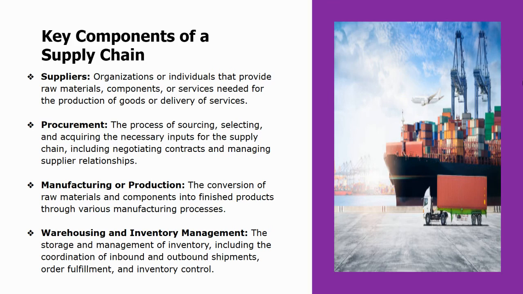So inventory warehousing looks at the storage and management of inventory. Inventory is looking about stock. This could include coordination of inbound and outbound shipments. It could look at order fulfillment. Order fulfillment is where a supplier puts in an order to the manufacturing company and says, we want to purchase this and that, and then you are able to fulfill that order in terms of the quantity, right?